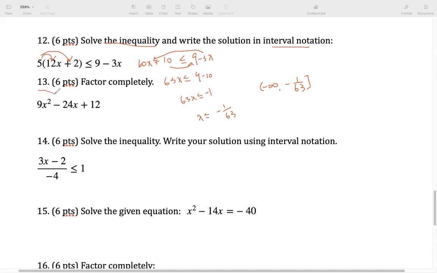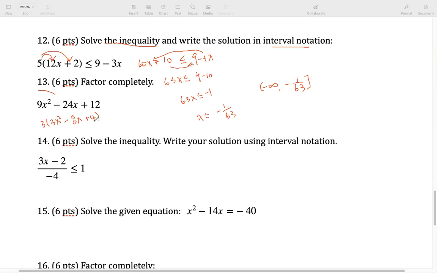Well, 13, factor completely again. We checked. We see we have common factors, right? Common factor is 3. So let's factor out 3. Then we have 3x squared minus 8x plus 4. Now no more common factors because 3 is a prime number.